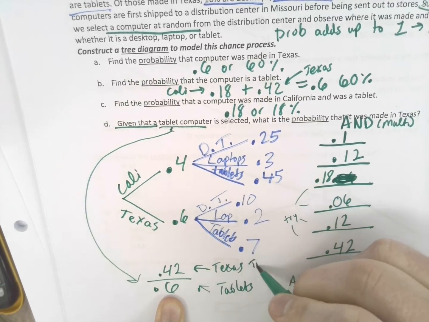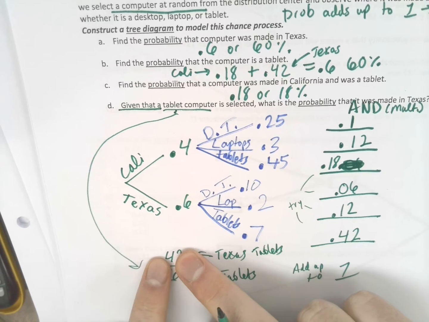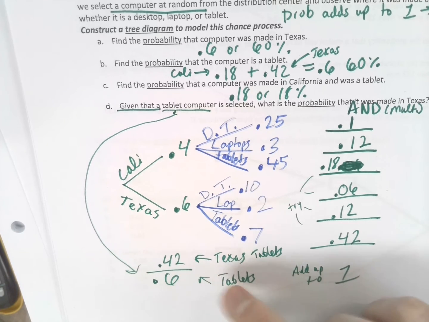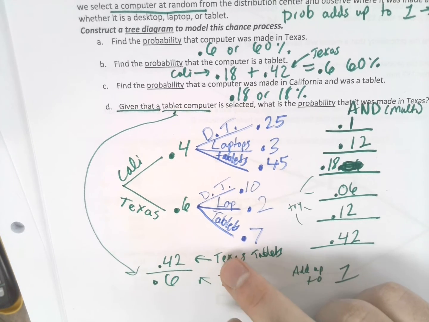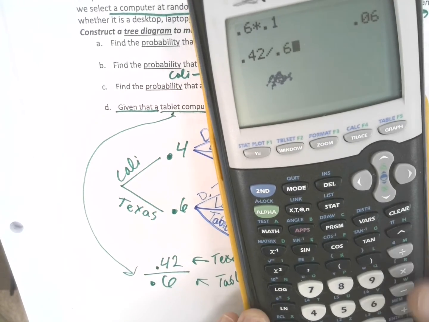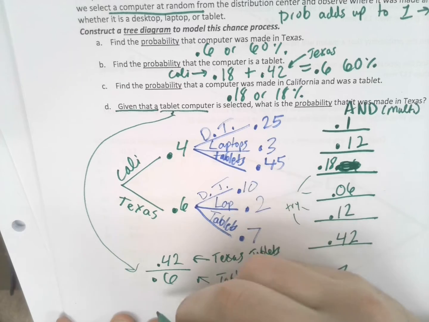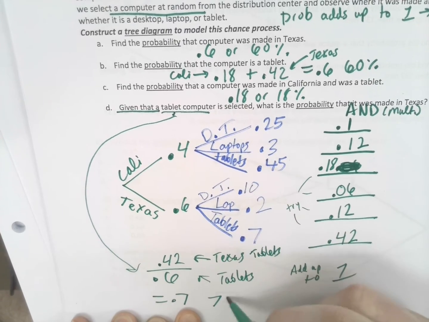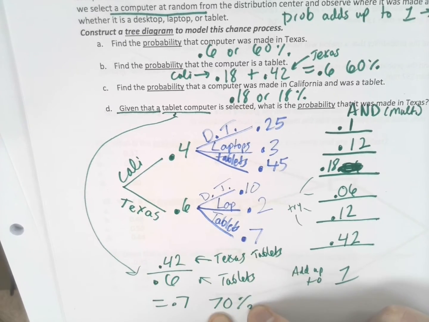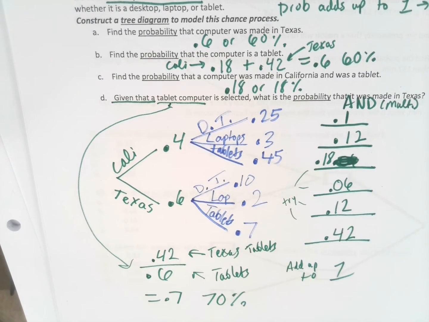All right. And I'll let you guys do the math here. Let's see what we end up getting. What's 0.42 divided by 0.6? So given that we're looking at tablets, what's the chances that it comes from Texas? Boom. You got a 0.7 or 70% chance of any tablet being made in Texas. Hey, would you look at that? 70%, 0.7.